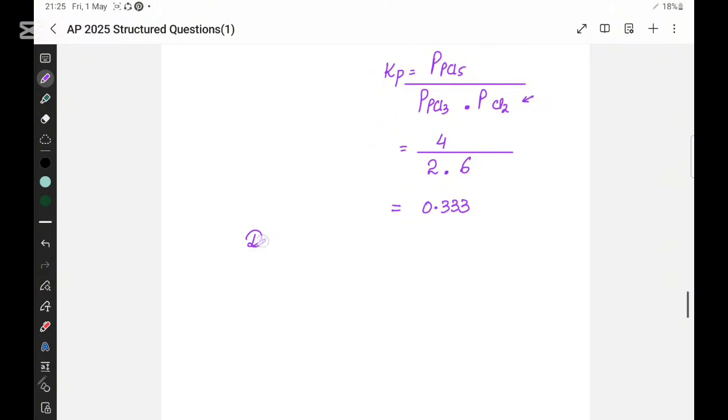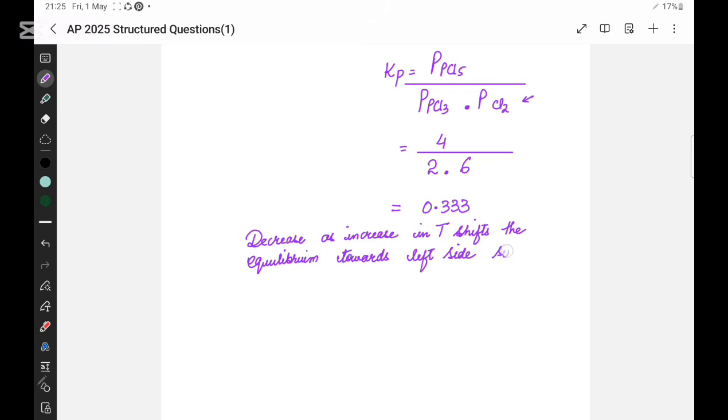So I'm going to write that would decrease as increase in temperature shifts the equilibrium towards left hand side, so more reactant and Kp will decrease.